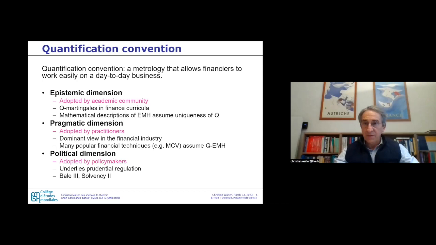And many popular techniques, I think once again of MCV market valuation, assume the EMH with probability Q. The notation used here is QEMH, because you could think about the EMH in the old-fashioned way of arbitrage with KPM, and in this case it will not be QEMH but KPM EMH. Or you could think about the EMH with available securities, and it would be AD EMH.